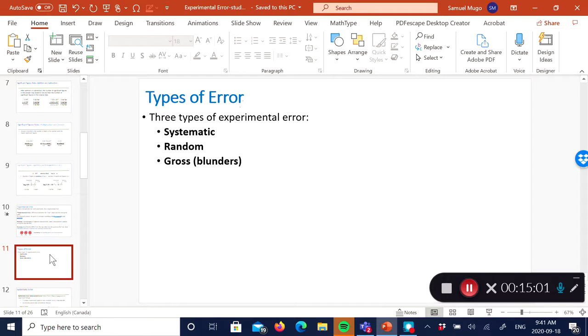So, types of error out there. There are three types of experimental errors. You've got what you call systematic error, sometimes called determinate error. There's what you call random errors or indeterminate errors. And of course, there are blunders too, or what they call gross errors, that hopefully won't exist for you.